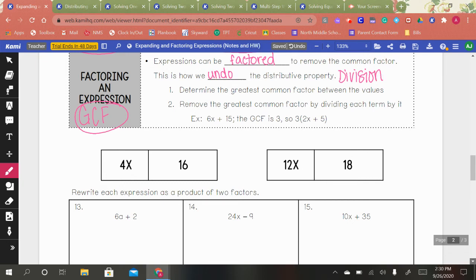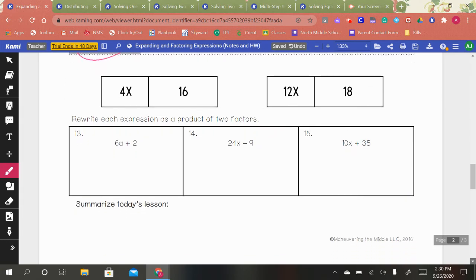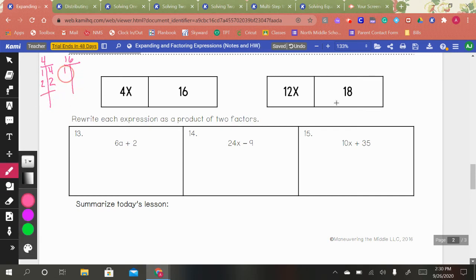Determine the greatest common factor between the values. Remove it by dividing it by each term. All right. So if you are not familiar with how to find the greatest common factor, then I suggest that you pay attention. Factor trees. All right, so you're thinking about your math facts to get to a solution of 4. So 1 times 4, 2 times 2. Those are the only factors for 4. 16 has 1 times 16, 2 times 8, 4 times 4. Those are the only factors for 16.